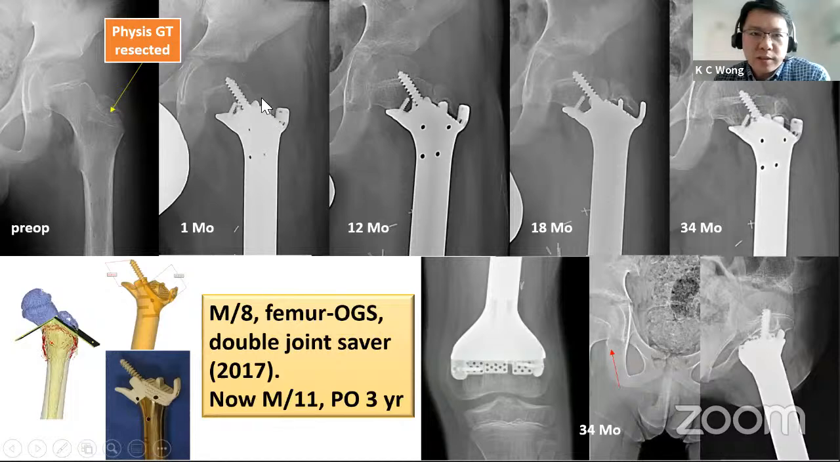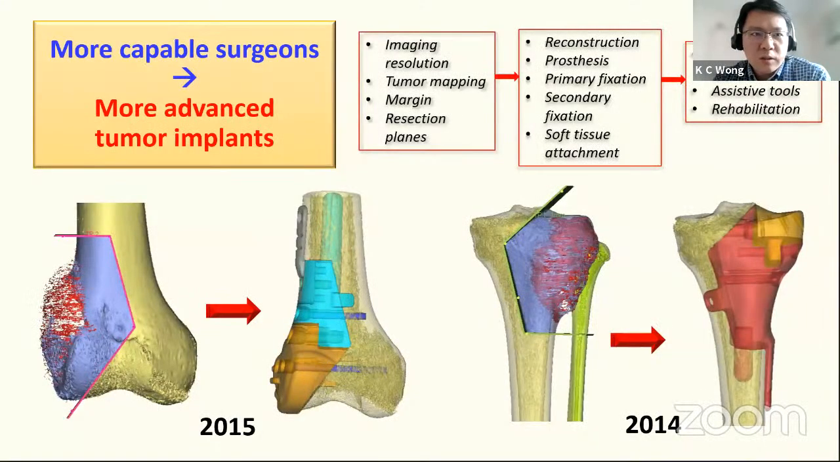We resected the greater trochanter physis. There is some deformed growth around here, but the patient is still okay at the moment. For the joint one, we are quite sure that we don't have a single failure case in our series of about 18 cases. So one of the things is that the surgeon becomes more capable, and then being more capable means they can put in more complex tumors that are more patient specific to address their concern.